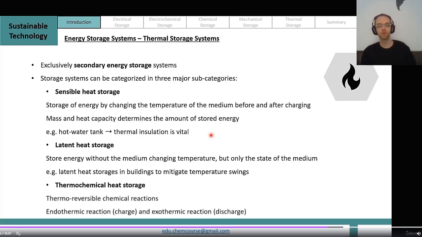There's another class called the latent heat storage, and this describes stored energy without the medium changing temperature, but only the state of the medium. And this is, for example, used in latent heat storages in buildings to mitigate temperature swings. How can you imagine this? Well, it is a physical concept that phase transitions require energy.